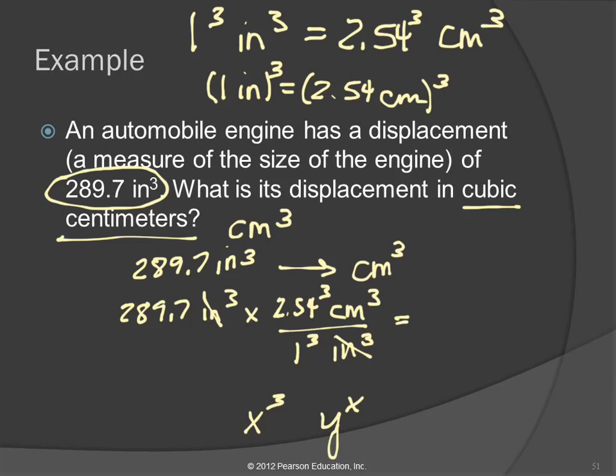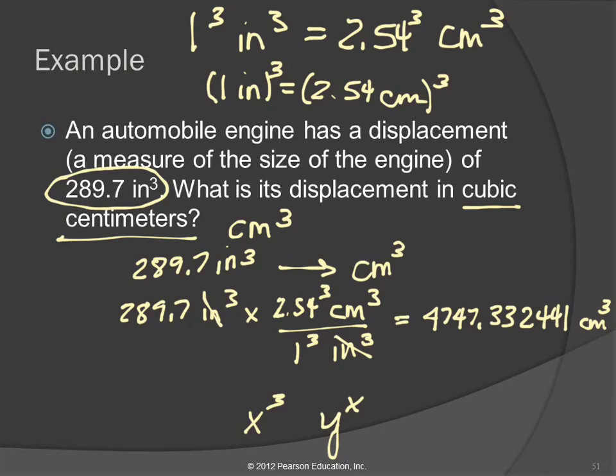So when we put this in the calculator, I've got a TI-30XA. It does have an x cubed button. Most calculators are going to have an x squared. The x cubed is kind of nice too. So 289.7 times 2.54 x cubed, which is like 16.387, equals, and then I'm going to write the whole answer, 4747.3324441. The unit is cubic centimeters.